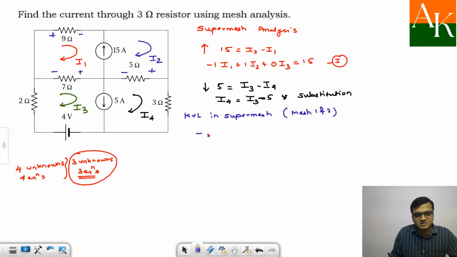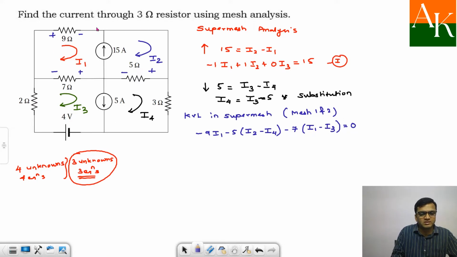So minus 9 times I1, go ahead, minus 5 times (I2 minus I4), go ahead, minus 7 times (I1 minus I3), and we have completed the path, is equal to 0.